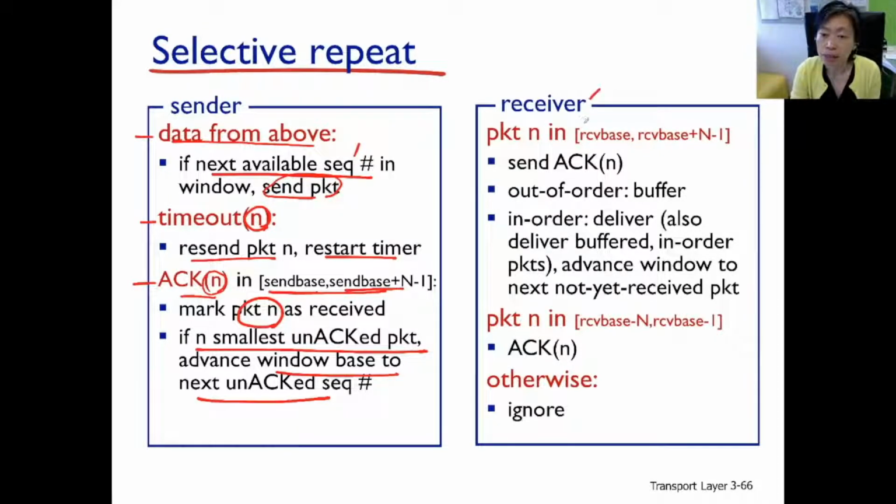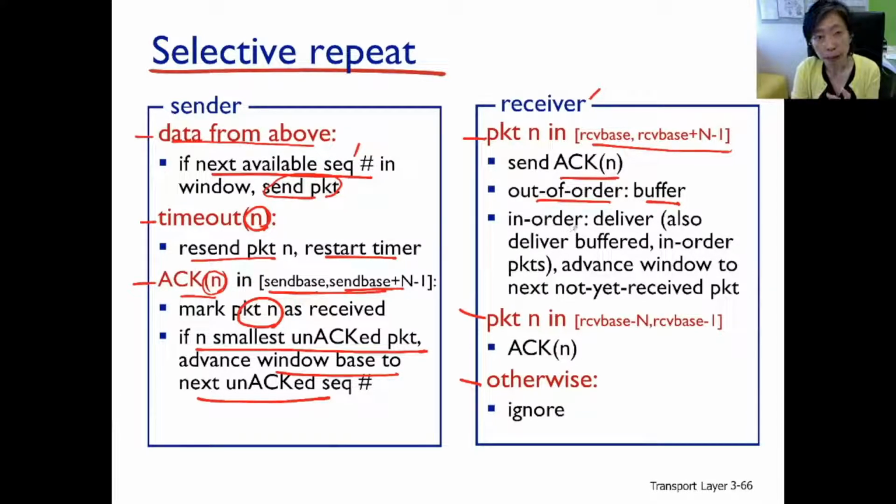Similarly here at the receiver end, there are 1, 2, 3 transitions. The first transition is if we receive a data packet that's within this range, receive base to receive base plus n minus 1, so that is reasonable, as expected. Then we send an individual acknowledgement. So if it's packet n, then ACK n. If this packet is not expected, meaning it's out of order, then we will buffer it. So these will be the pink packets.